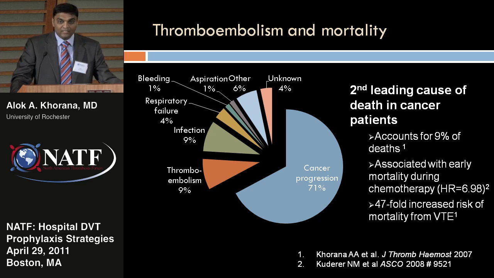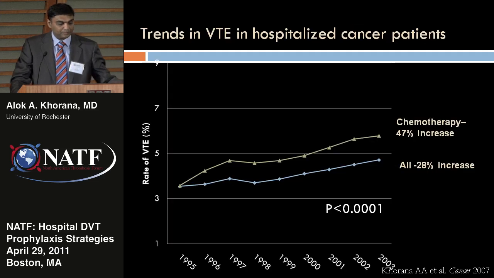The chance of dying early during chemotherapy, and when I say early, it's in the first 120 days after starting chemotherapy, is 7-fold higher in cancer patients receiving chemotherapy who developed a clot versus those who did not. And the chance of dying from VTE in cancer patients on chemotherapy is 47 times higher than the risk in the general population. So these are really, really high numbers. These events are catastrophic for cancer patients, and it's vital that the oncology community in particular, and broadly the health community, focus on this complication in cancer patients.